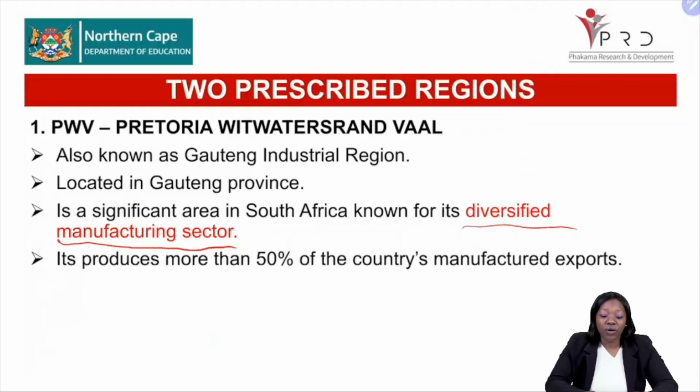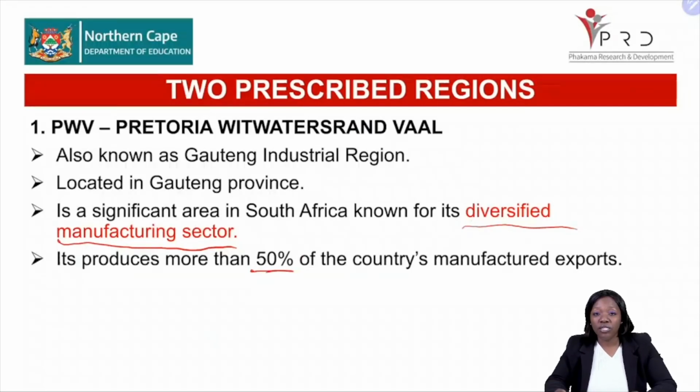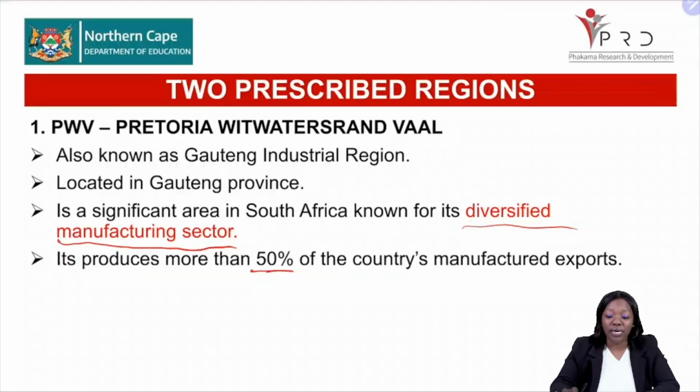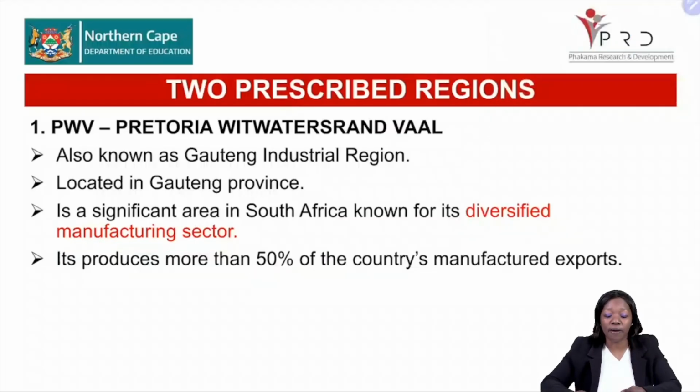Then we're also looking at the fact that it produces more than 50% of the country's manufactured exports. Remember, we are dealing with exports in order for us to earn foreign income, so we need to export more. As a country, 50% of what we are exporting is coming from your PWV. Hence it is the number one engine when it comes to income generation for South Africa.